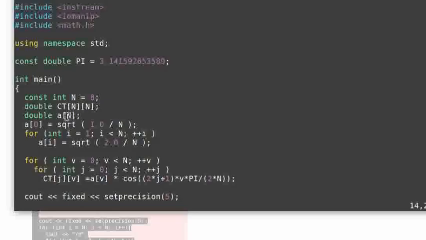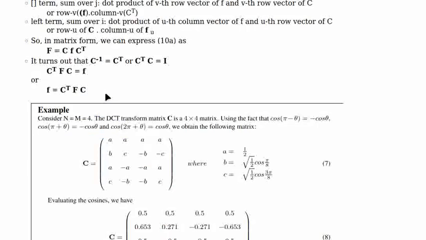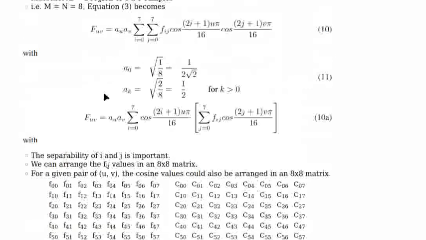And the AN are the 8 constants we define here. This constant A0 is square root of 1 over n, where n equals 8. The other AK values are square root of 2 over n. So these are the A.